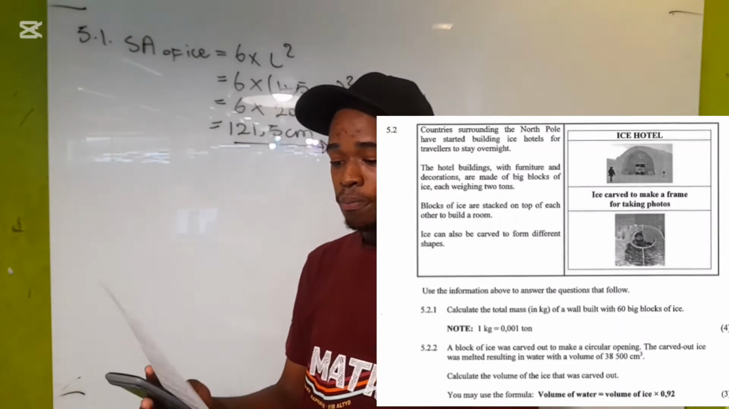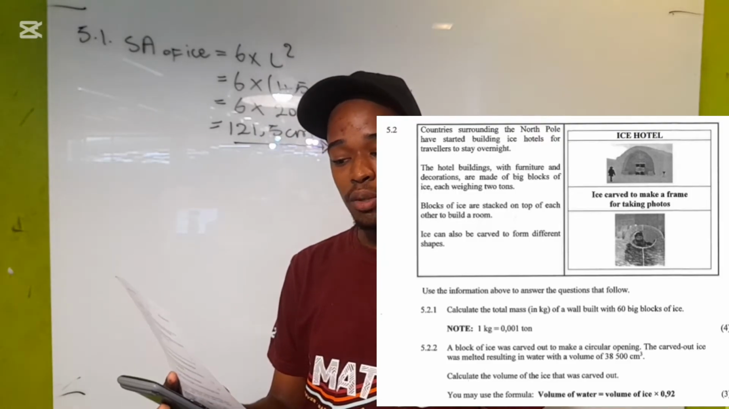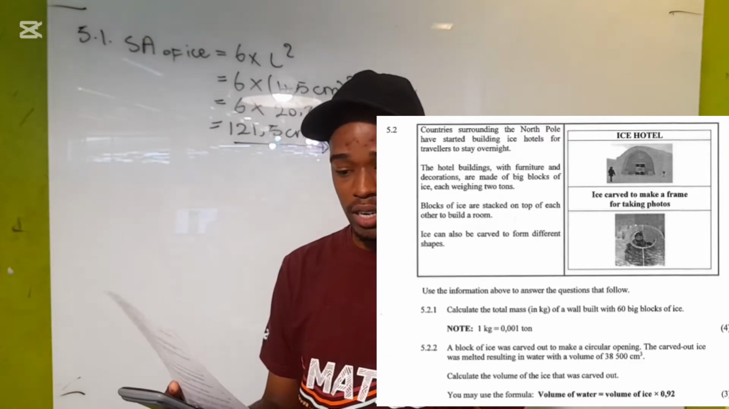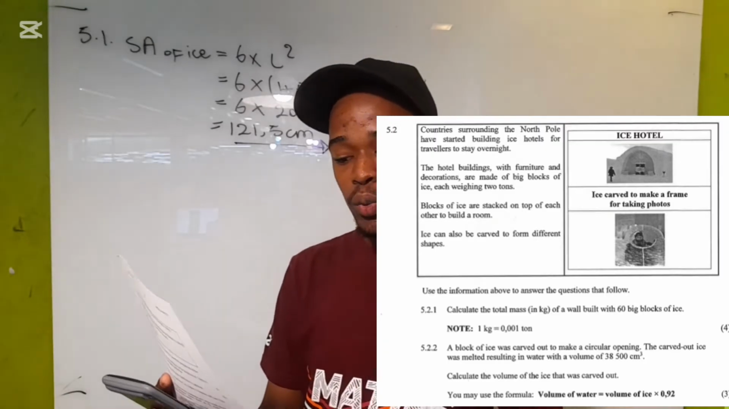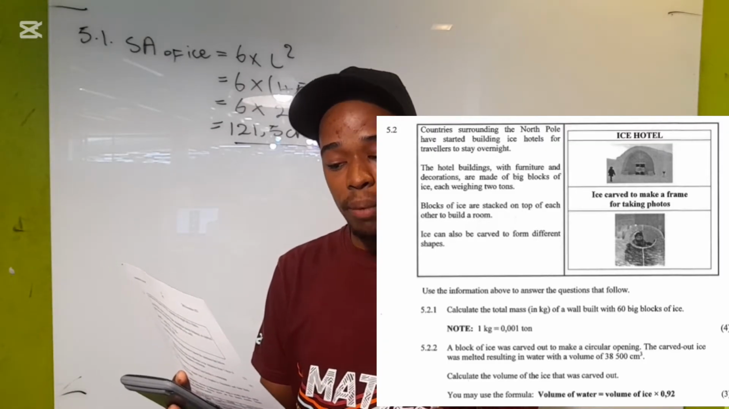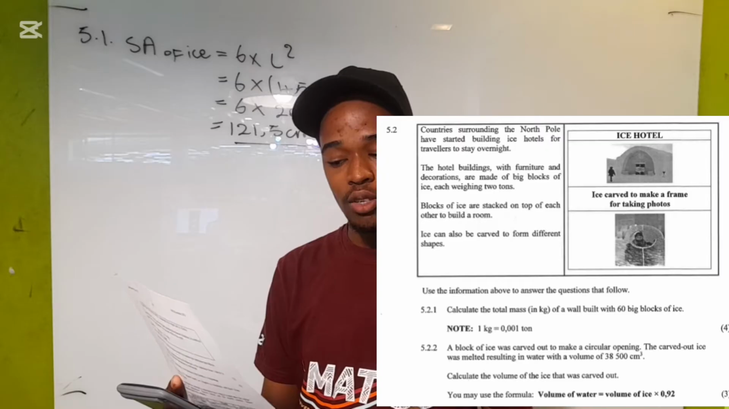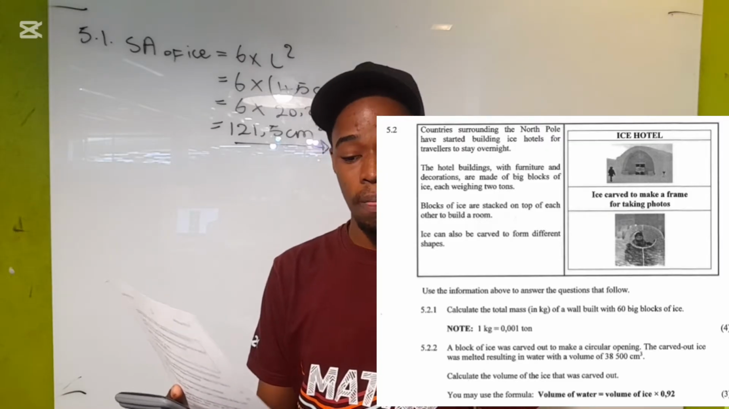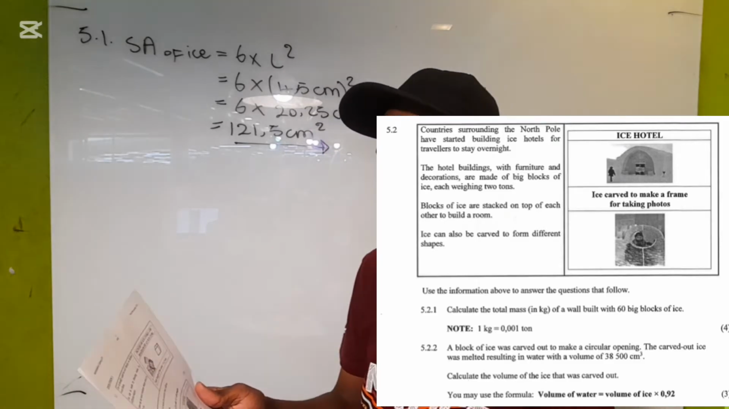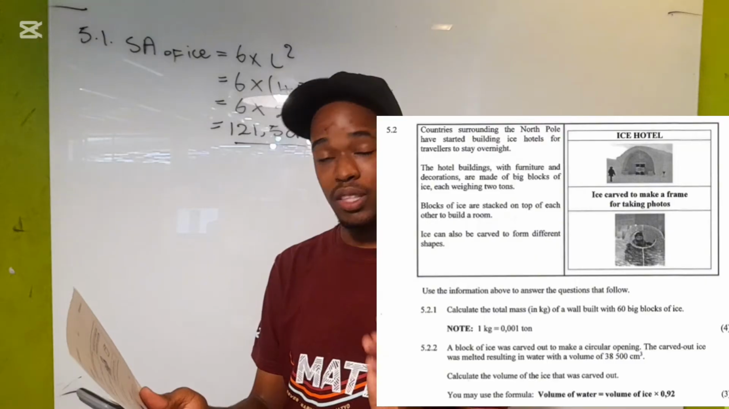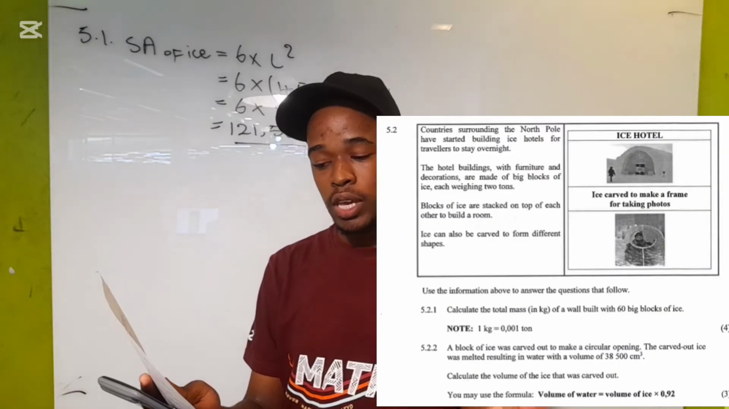So 5.2, the scenario says countries surrounding the North Pole have started building ice hotels for travelers to stay overnight. The hotel buildings with furniture and decorations are made of big blocks of ice, each weighing 2 tons. Blocks of ice are stacked on top of each other to build a room. Ice can also be carved to form different shapes. And then there we can see the picture of the hotel room that they're talking about. And then they also tell us that ice is carved to make a frame for taking photos.